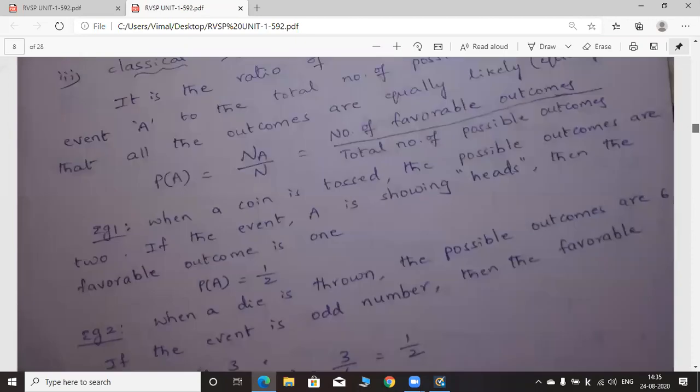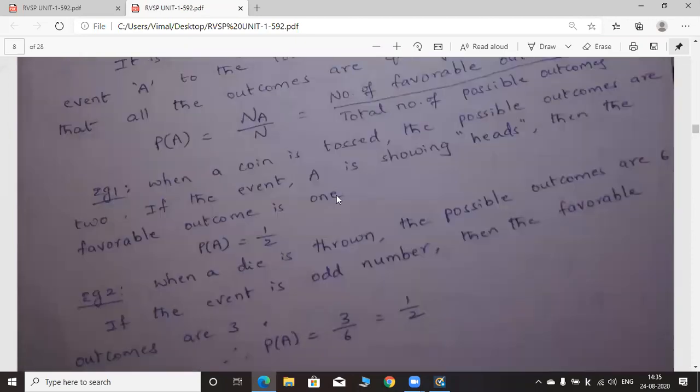Those examples are already explained here. The first example, and the second example I have explained now. When a die is thrown, the possible outcomes are 6. Already we know that one. If the event is an odd number, that means our required event is getting an odd number. How many odd numbers do we have? 3 odd numbers, 1, 3, 5. Then the number of favorable outcomes is equal to 3. Probability of A is equal to number of favorable outcomes by total number of possible outcomes.